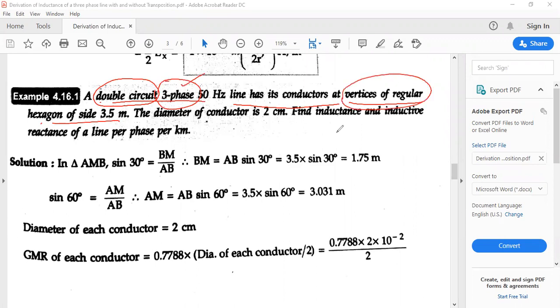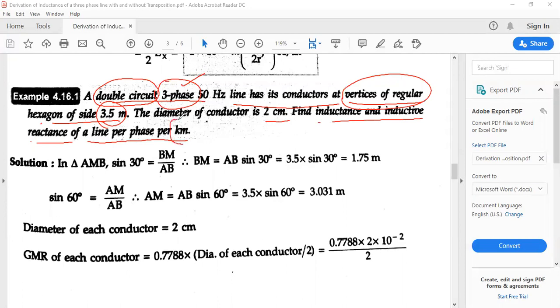So it is generally double circuit, 3-phase. Generally it would be a regular hexagon with each phase having the forward current path and the return current path. Each side of the regular hexagon is 3.5 meter, and the diameter of the conductor is 2 centimeter. Find the inductance and inductive reactance of the line per phase per kilometer. That is the value that is being asked.